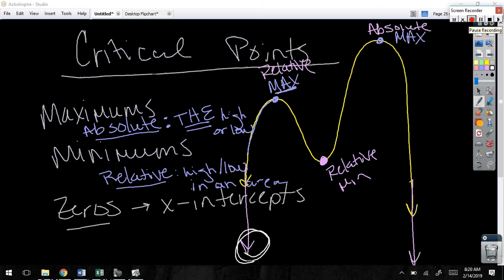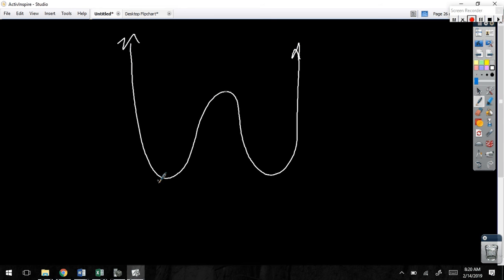Okay, so absolute, because what happens if that W is exactly... let's say that these are at the same height. You can't have more than one absolute, so they're both what? Relative. Let me show you one more.